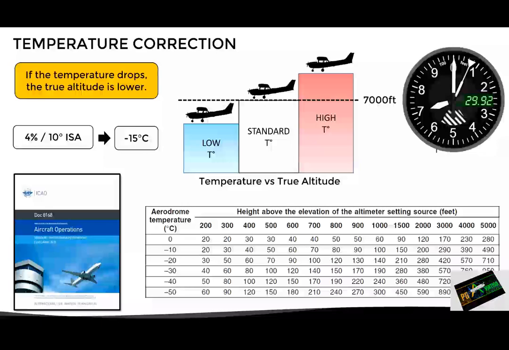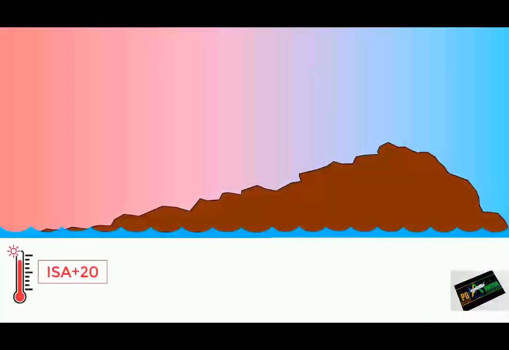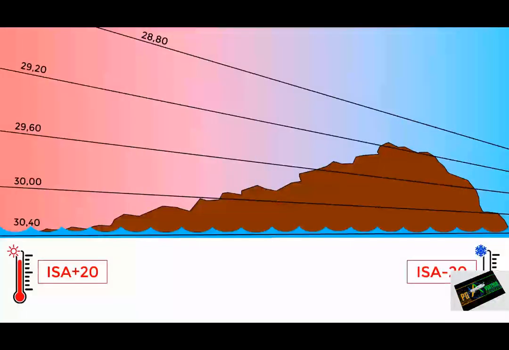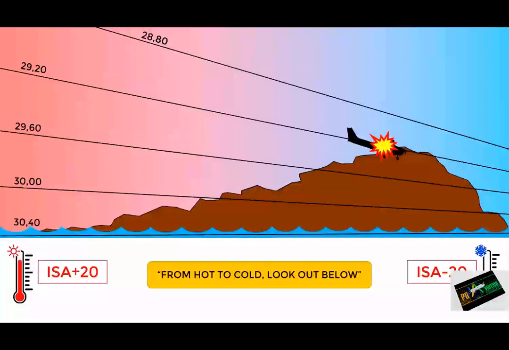Now, the effect of temperature leads to a situation quite similar to the one we saw with the pressure. In this case, if an aircraft is flying from a warmer area to a colder area, the isobars will be arranged in this way. As we can see, in the warmer area, the isobars are farther apart, while in the colder area they are closer together. This means that, even if the QNH remains constant, an aircraft flying to a colder area will gradually descend. This can lead to a reduced terrain and obstacle clearance, or even a crash. This is colloquially expressed in the phrase, "From hot to cold, look out below."